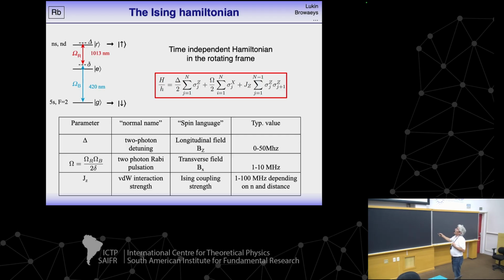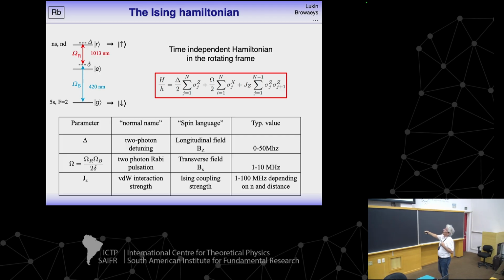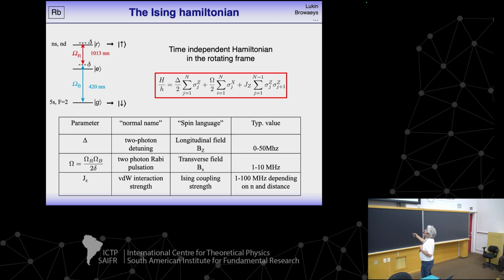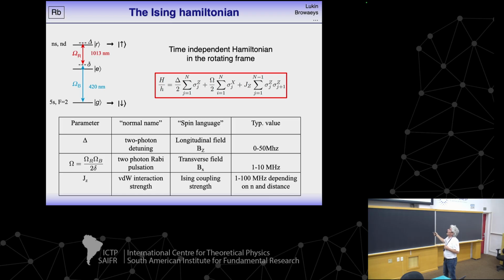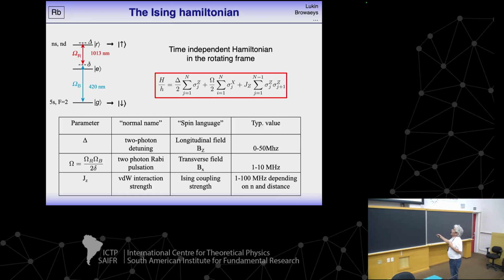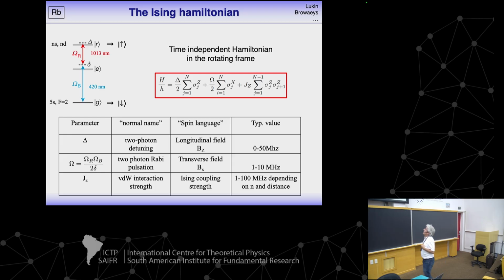Then, if you go to the second term, it is proportional to the Rabi frequency, the two-photon Rabi frequency on the atomic transition, and it is proportional to sigma x. Indeed, you know that when you are at resonance, Rabi oscillation performs a rotation along, let's say, the y-axis, which means that Rabi oscillation is generated by the sigma x rotation operator. So this generates the so-called transverse field of the Ising model.